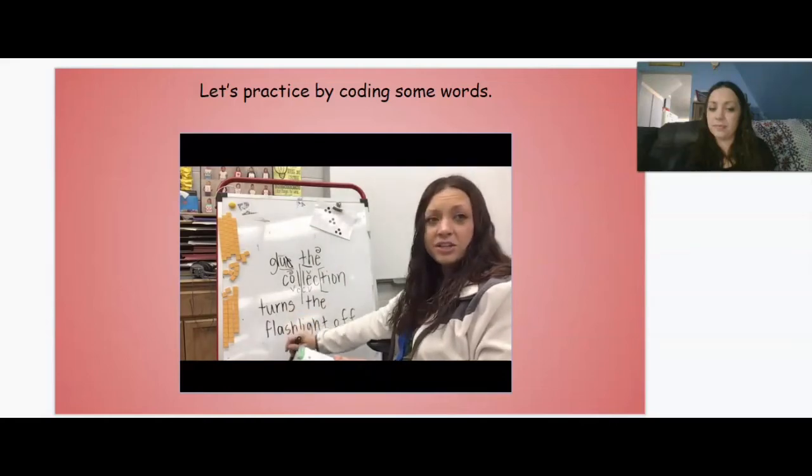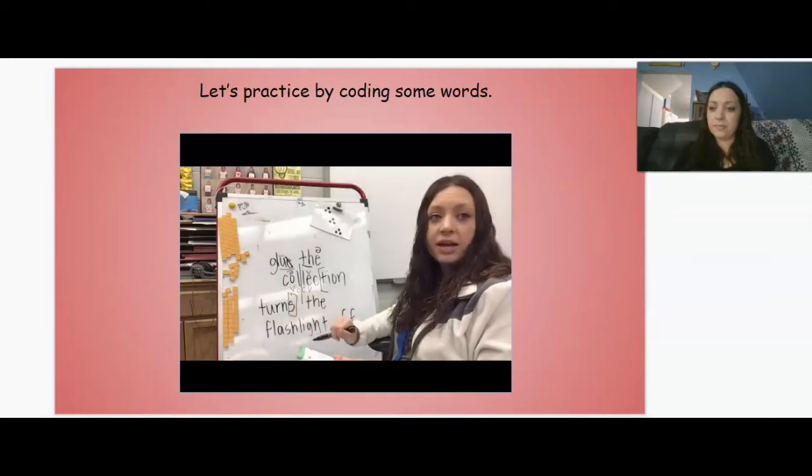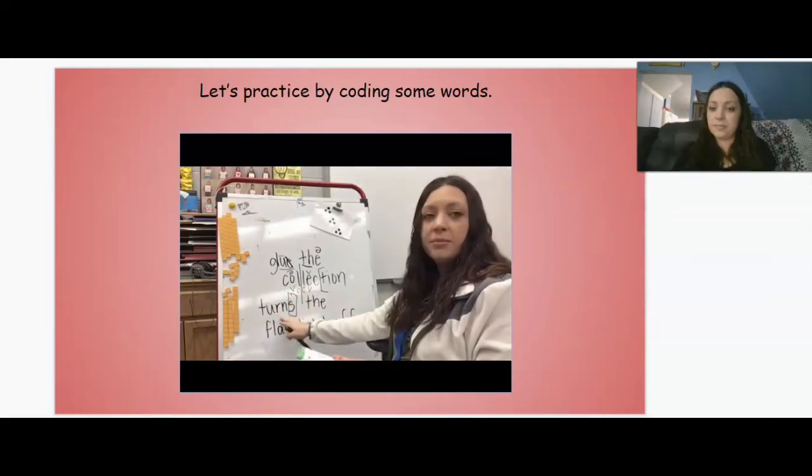Then right here, what can you code? Well, I have a suffix at the end. I've got the S, so I'm going to go ahead and box it off. And then right in the middle, what do I have?